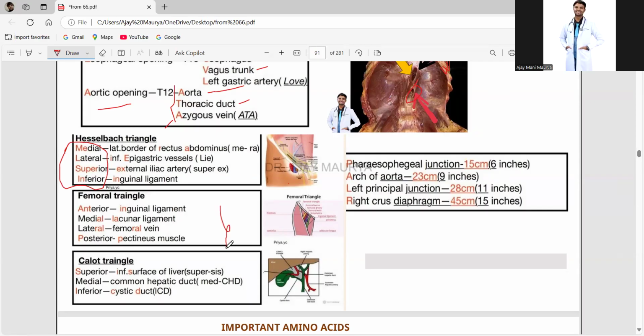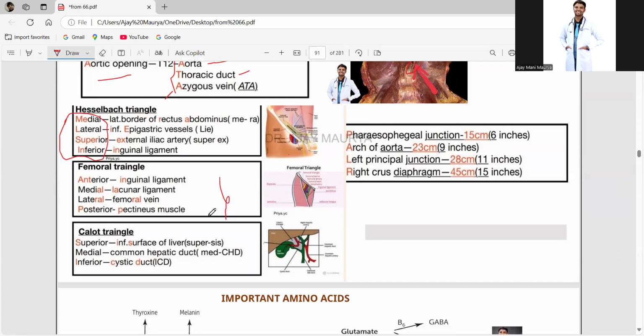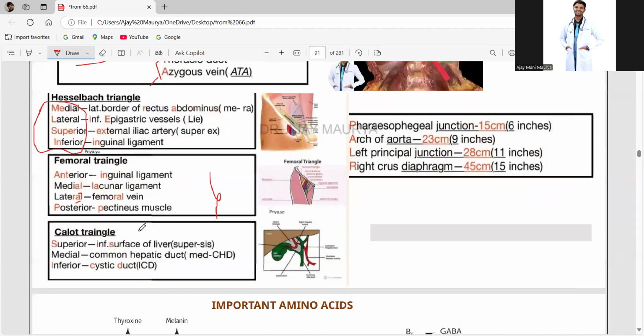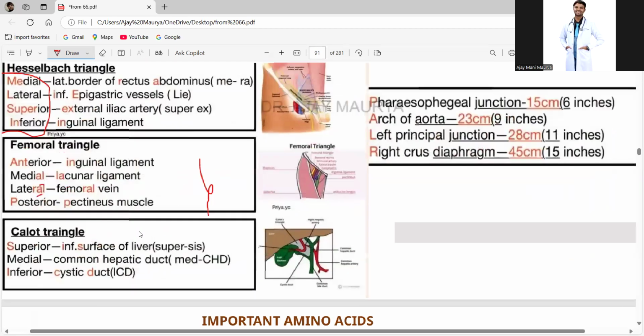Next, the femoral triangle. Remember the anterior border is the inguinal ligament, medial is the lacunar ligament, lateral is the femoral artery, and posterior is the pectineus major. Remember this one. I think everyone knows about the Calot triangle here. Calot triangle is for the superior, middle, and inferior. This is the Calot triangle.